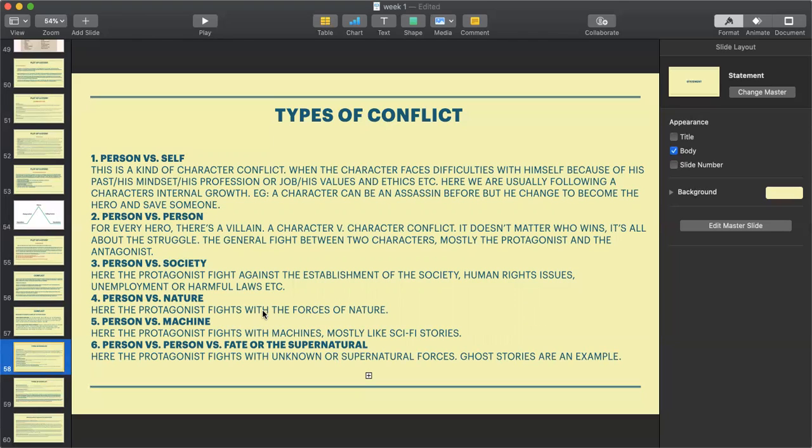The first one is person versus self. So person versus, I mean, my internal conflict. Okay. So this is a kind of character conflict when a character is facing a problem with himself. Difficulties with himself because of his past, because of his mindset, his profession or his job or his values and ethics, etc. Okay, so for example, let us take an example where a character has a very bad past. He has been an assassin. Assassin means he has killed people, right?